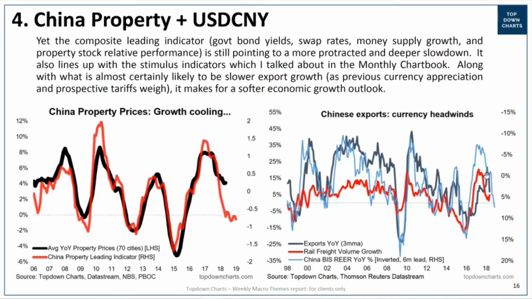Then you look at the chart of export growth here, whether it's rail freight volume growth or just a straight headline export number year on year. You can see they've rolled over. The lighter blue line there is the real effective exchange rate, and that's been inverted, the year on year change. Basically, if that line's heading down, that means the currency was strengthening year on year, and it was up until, I guess, the last month really. So that headwind is basically coming through right now. It still works with a 6-month lead, so we're probably going to see a little bit more weakening of Chinese exports in the coming months, just on the back of that.